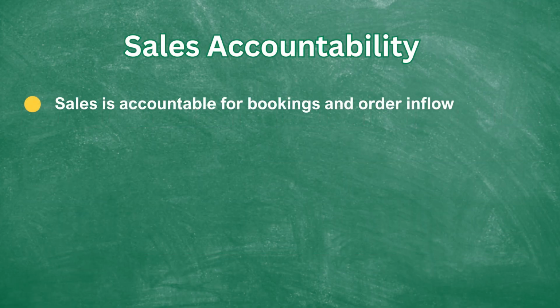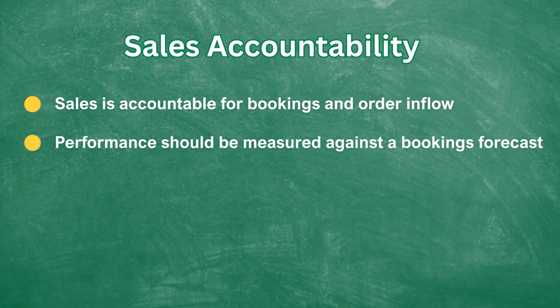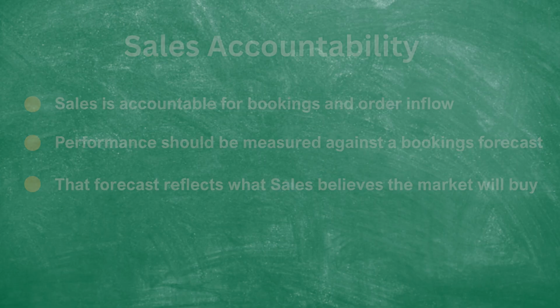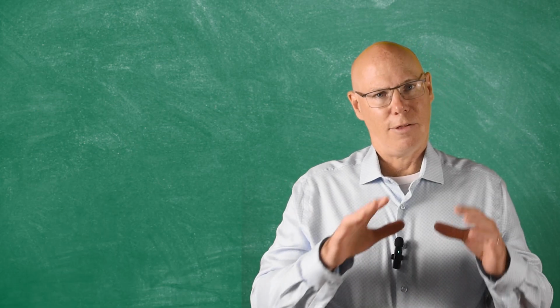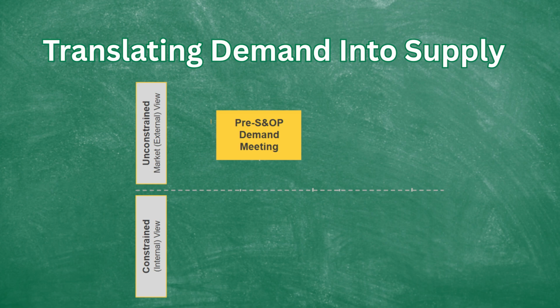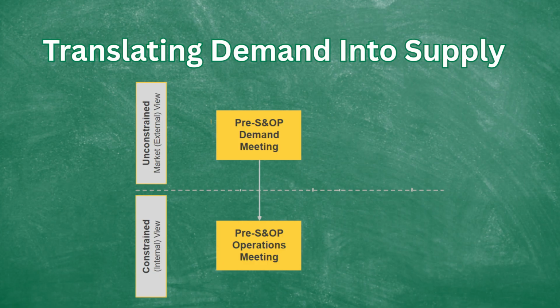Sales should have accountability for the bookings or the order inflow. They should be measured against their bookings forecast and should be developing that forecast based on what they think they can sell, the unconstrained demand. How wide open is that tap? This should be translated into an unconstrained shipment plan. That then becomes the input to operations and supply chain to develop a supply plan.